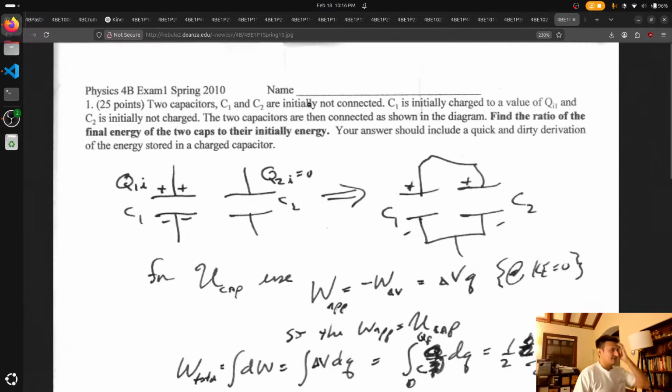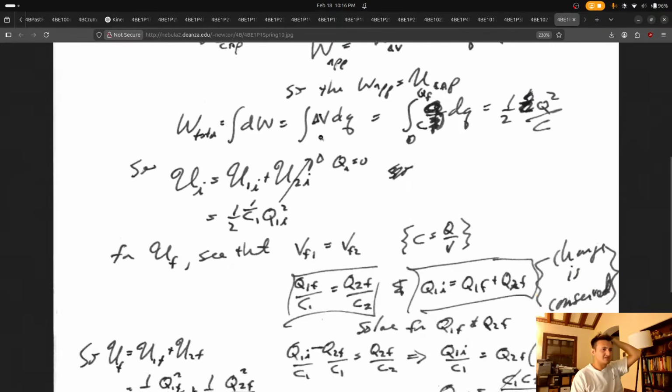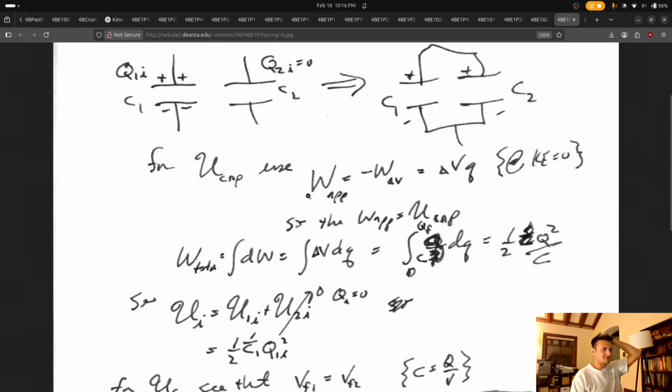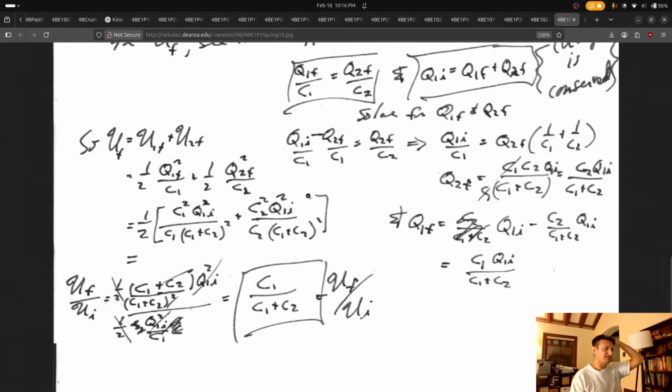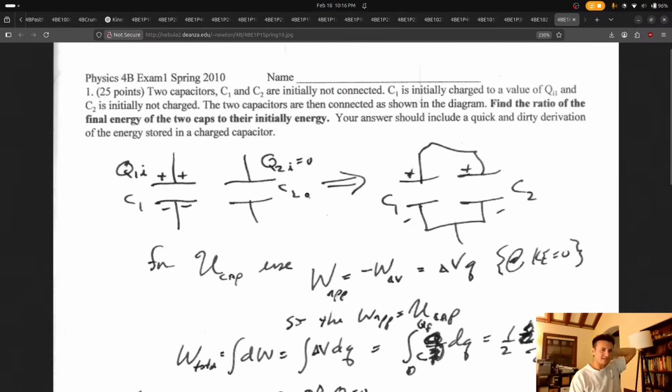Okay, this one's a possibility. No, wait, integral delta work. Shit, this is so new to me, dude. He didn't give us any time. He's like, what we cover in class today will be on the exam tomorrow.